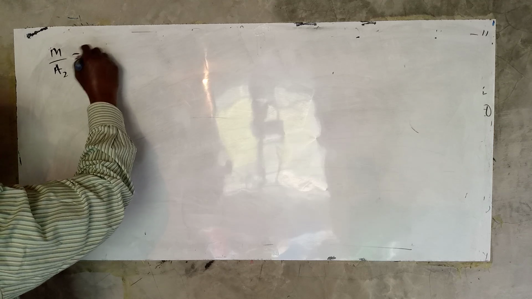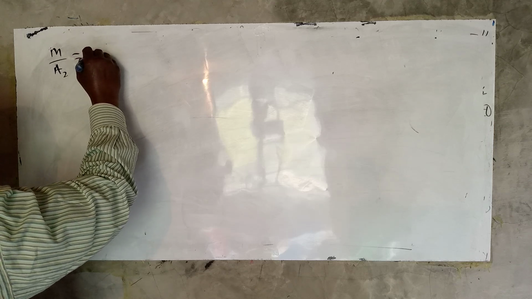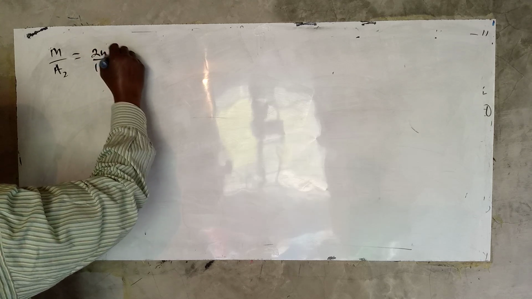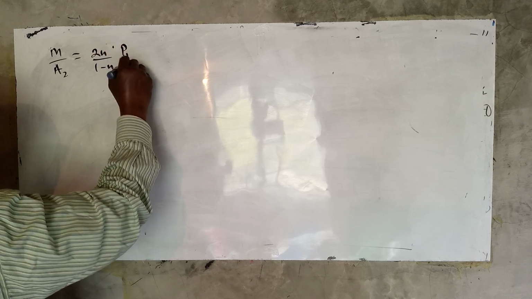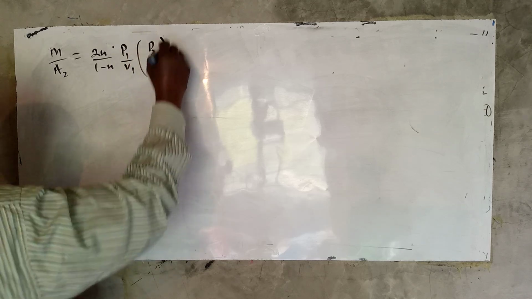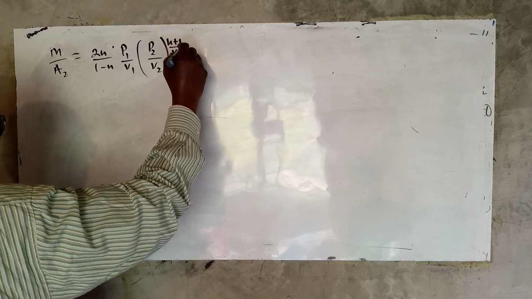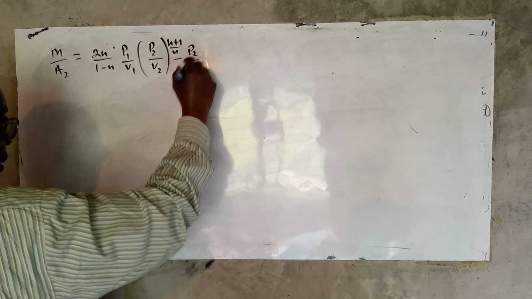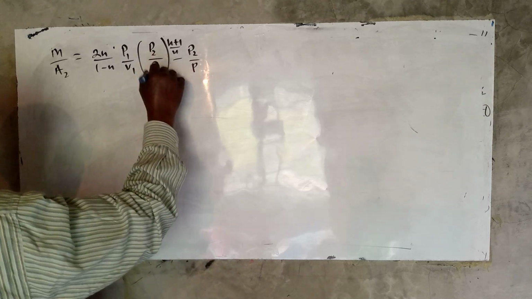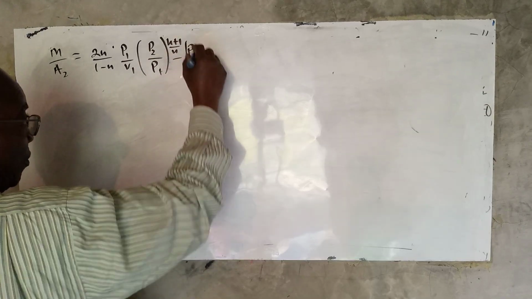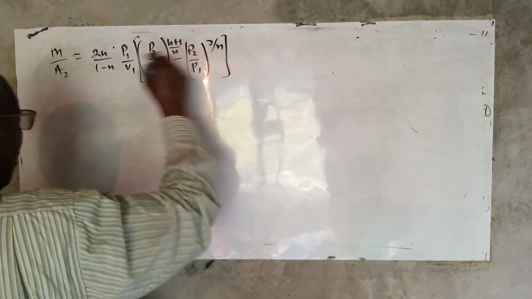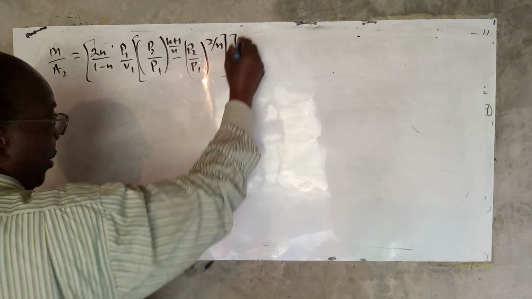We had gotten the expression where we had 2n over 1 minus n, P1 over V1, into P2 over P1 to the power 2 over n, minus P2 over P1 to the power n plus 1 over n. All this expression was under a square root.